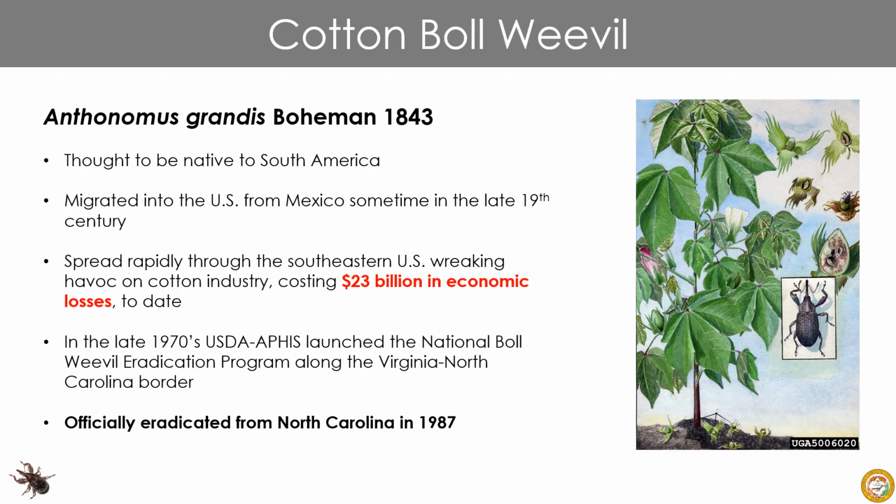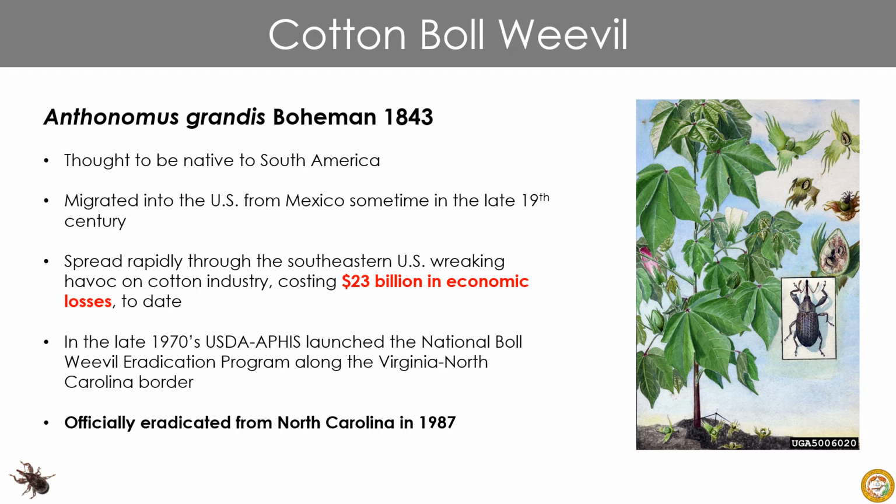The first pest of note is the cotton boll weevil, Anthonomus grandis. While not so much a nursery or greenhouse pest, I chose to include it because we do regulate ornamental cotton in North Carolina. The boll weevil is thought to be native to South America and migrated into the United States from Mexico sometime in the late 19th century. The weevil spread rapidly through the southeastern United States, wreaking havoc on the cotton industry. To date, the industry has suffered more than $23 billion in economic losses.